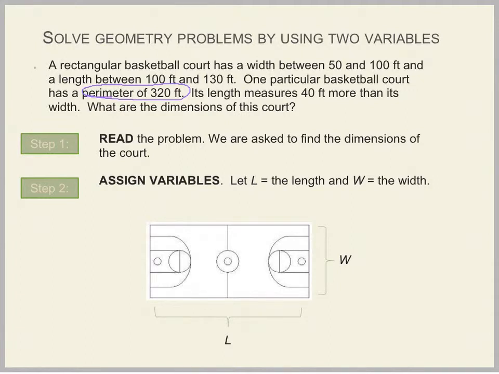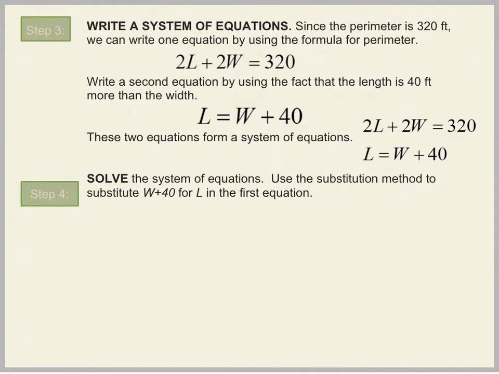Well, we have read the problem, and now we're going to use our variables of L equaling the length and W equaling the width to help solve this problem. Our third step is to write a system of equations. We know that our perimeter is 320 feet, and the perimeter of a rectangle says add up all the sides, so I'm going to be adding 2 lengths plus 2 widths to total to 320 feet.